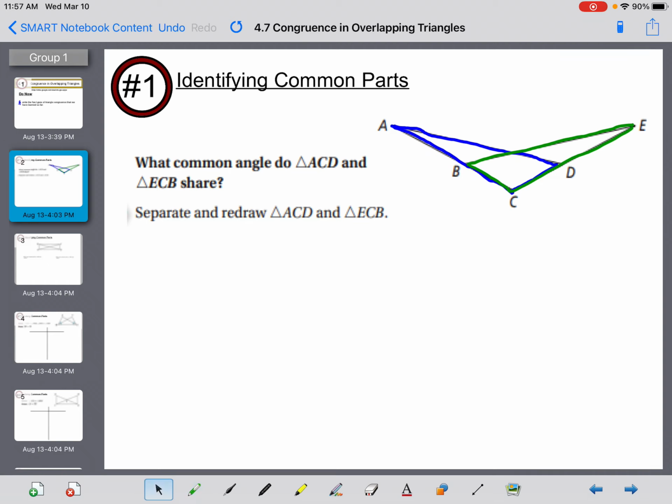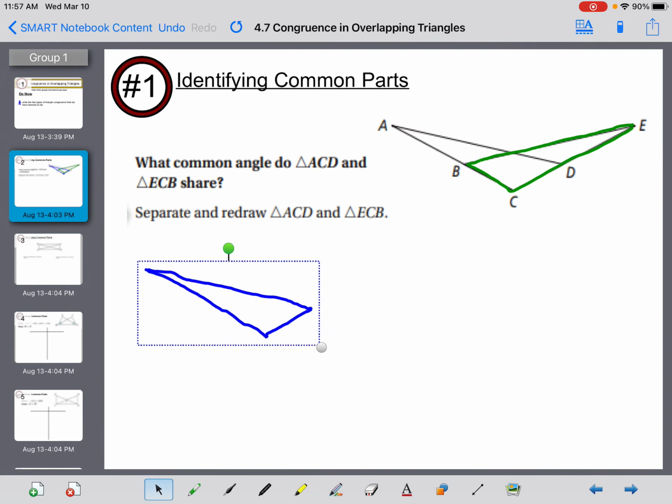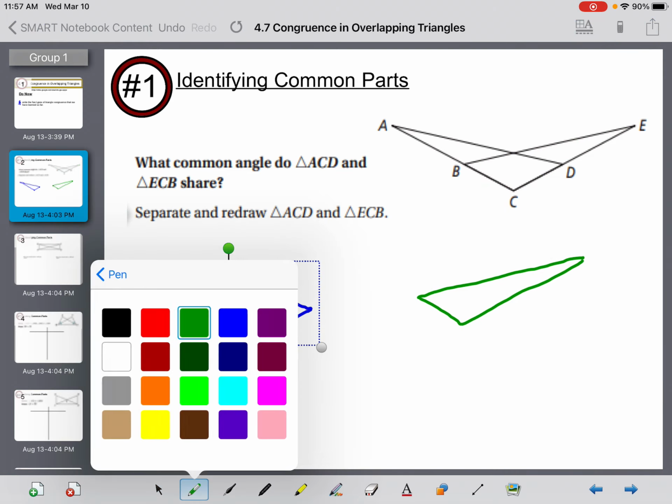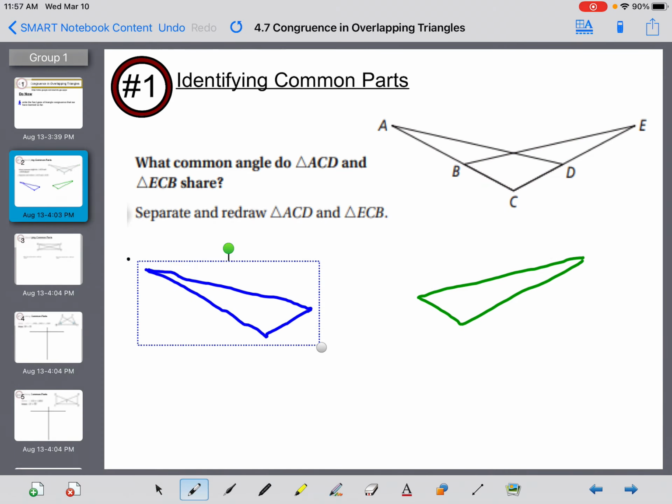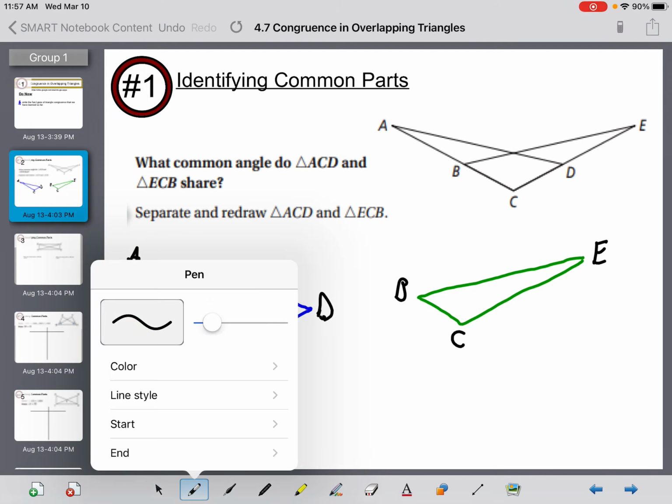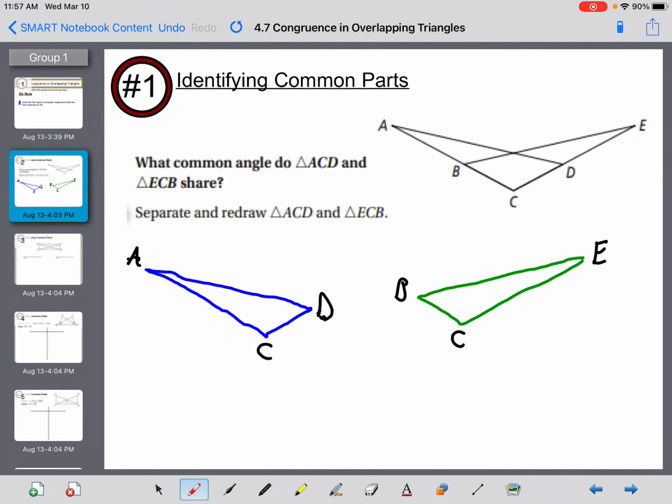So what I'm going to do is, they ask you to separate. Okay, so obviously not the greatest or straightest of lines, but we're going to call this A, C, D. And then we have E, B, C. Okay, so what they're asking is, what common angle do the two triangles have in common? Well, the only one that I see is that both of them possess angle C.